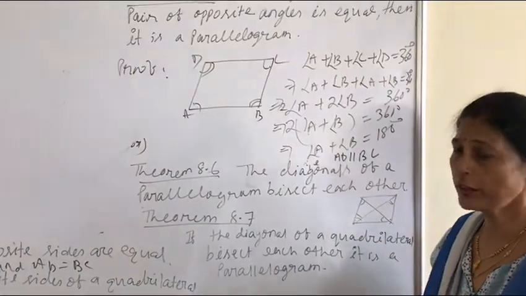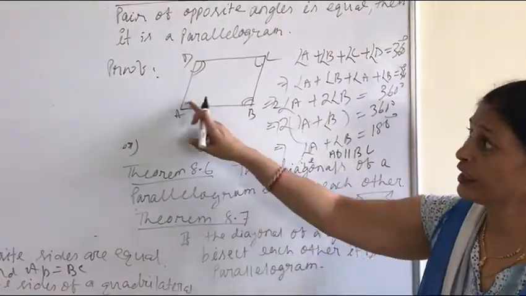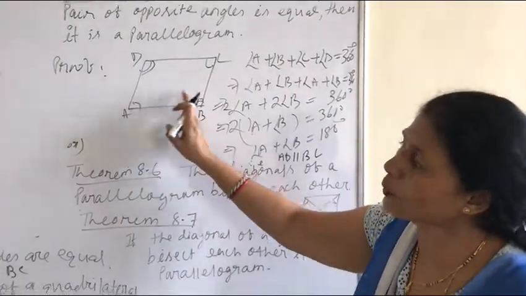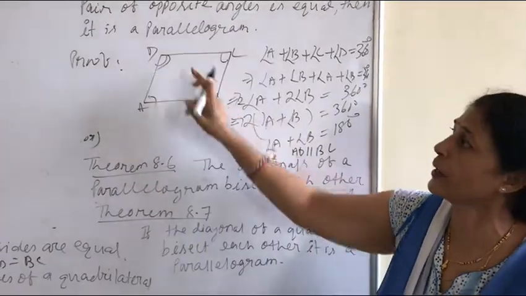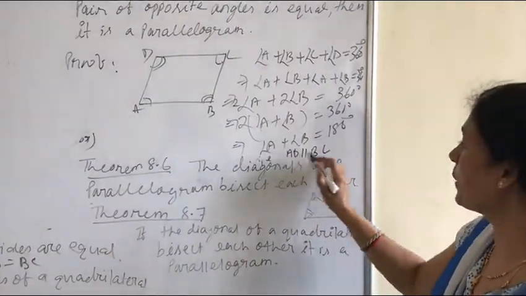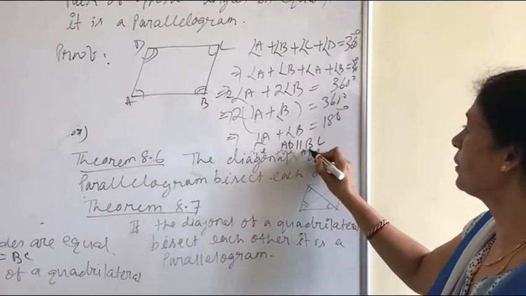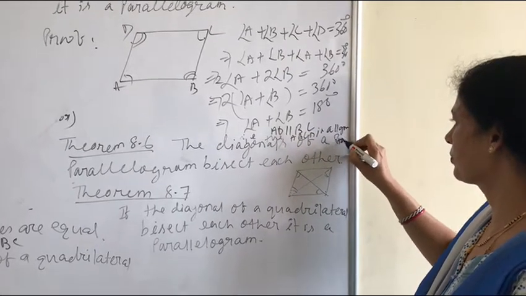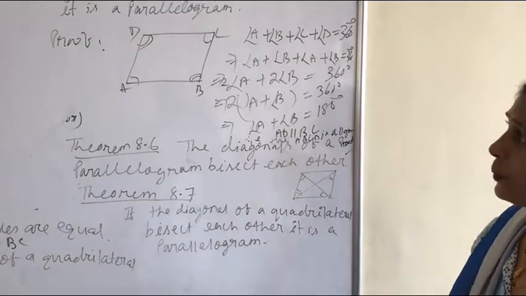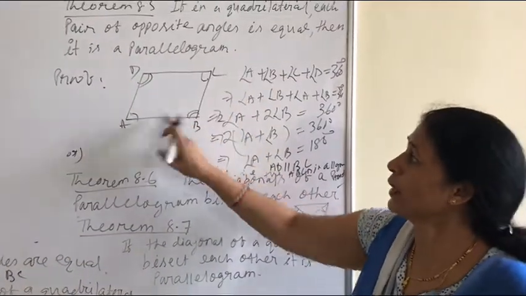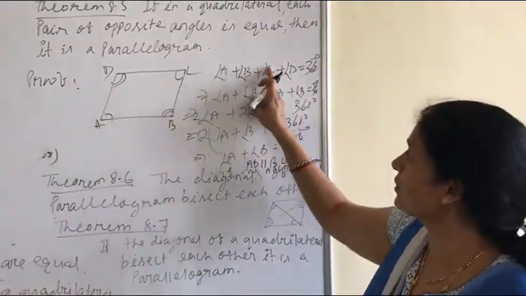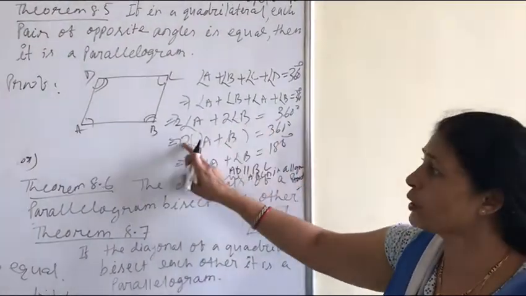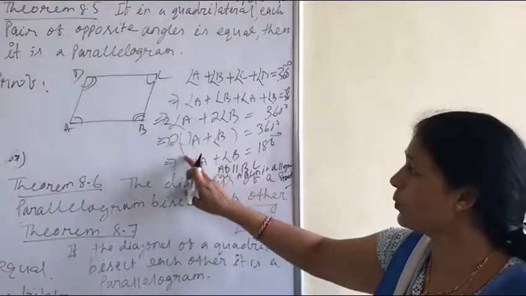Clear? You know that if the sum of two co-interior angles is 180, then AD parallel BC. If AD parallel BC, then ABCD is a parallelogram. Proved. Clear? Again I repeat. By angle sum property you have to write A, B, C, D is 360. Instead of C you can write A, instead of D you can write B. So 2 times of A, 2 times of B. Taking 2 common, A plus B is 360. So A plus B is 180.